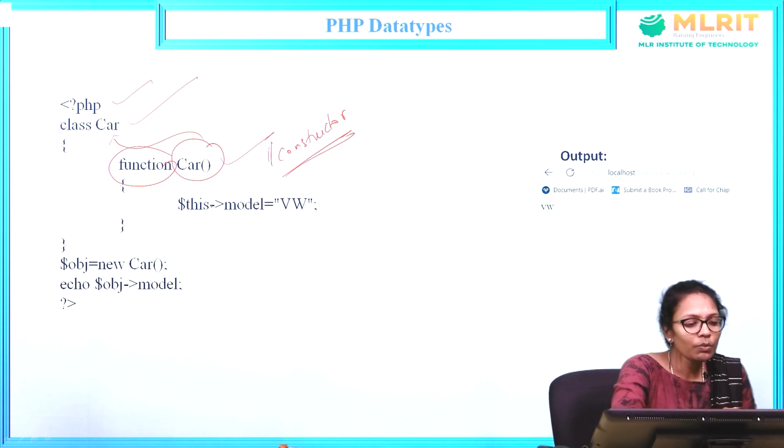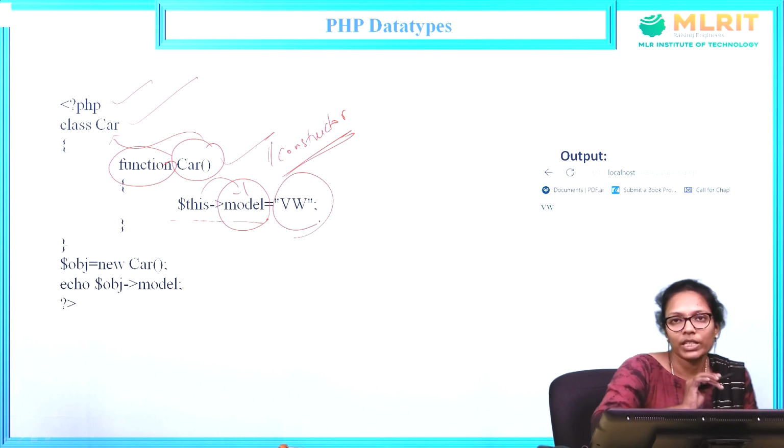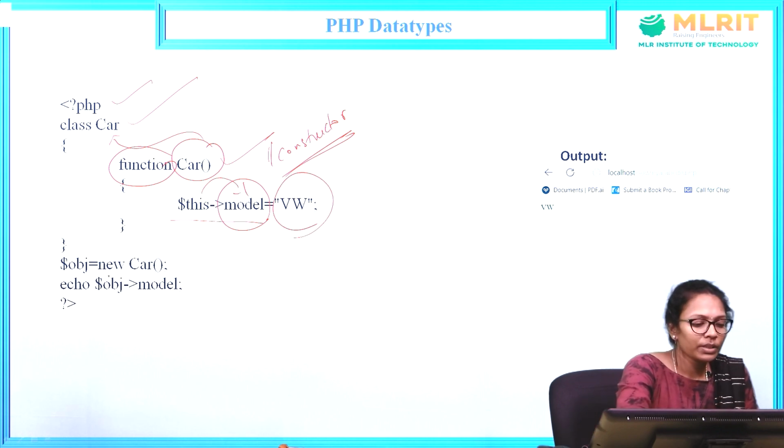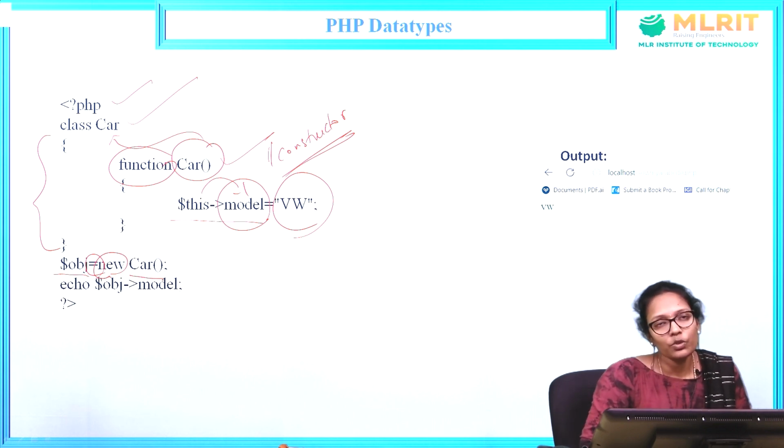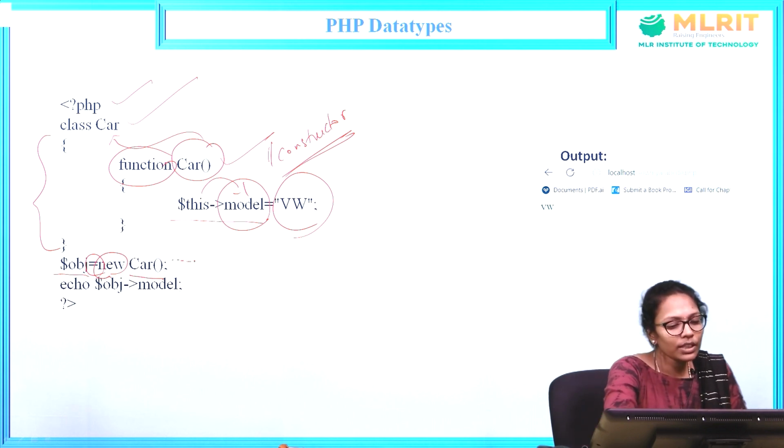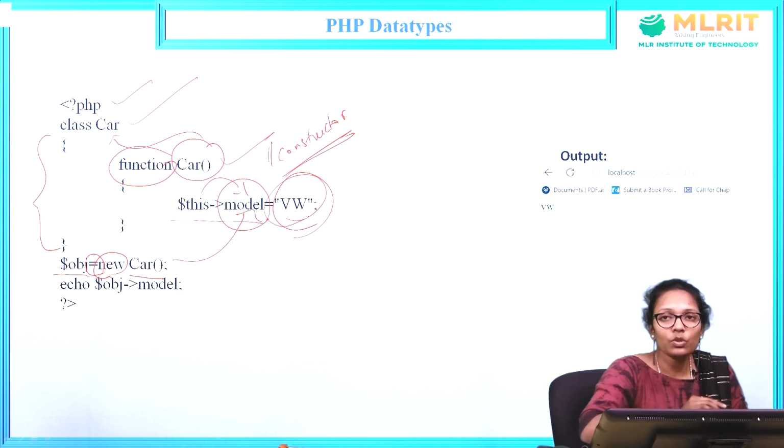So now here what I'm doing, I'm taking a variable called model. This, in the sense, is the current object. For the current object, the model value I'm giving as VW. That's all. I'm closing this class. Now I'm creating an object. How to create an object? Object is equal to new, followed by the constructor. So you're calling the constructor. Whenever you call the constructor, the model value will be assigned to VW.